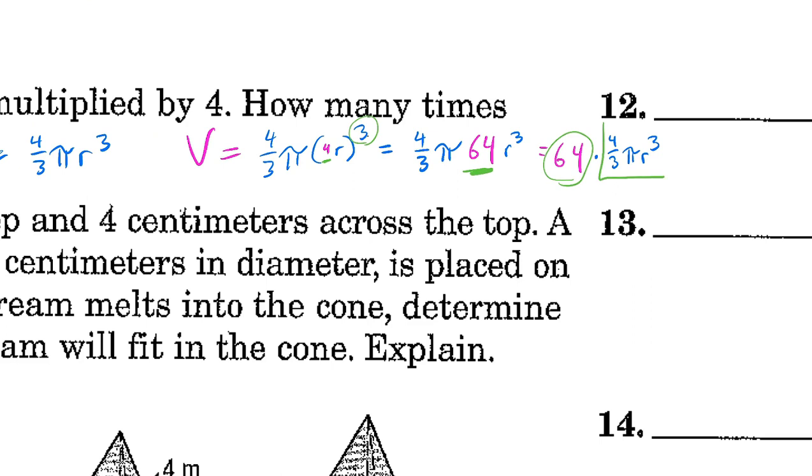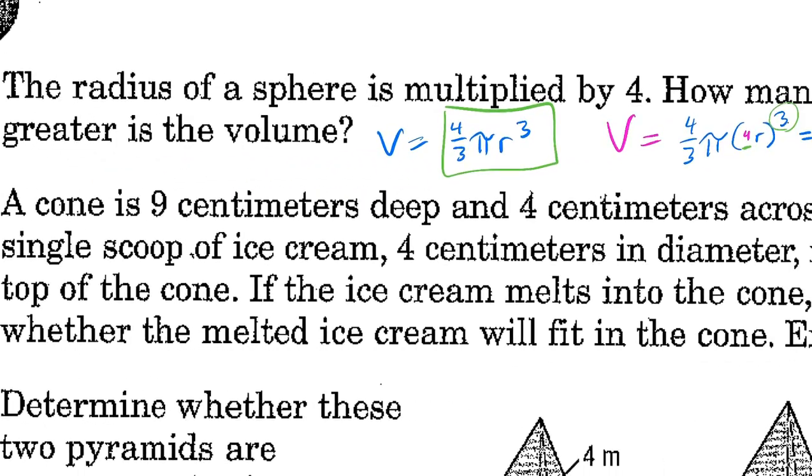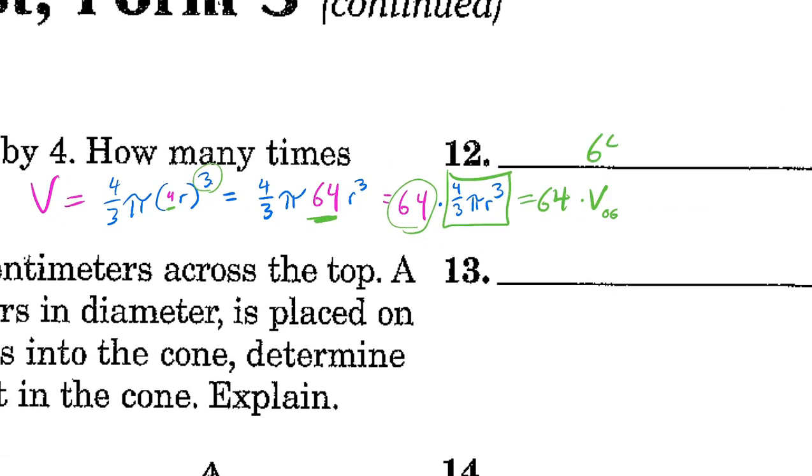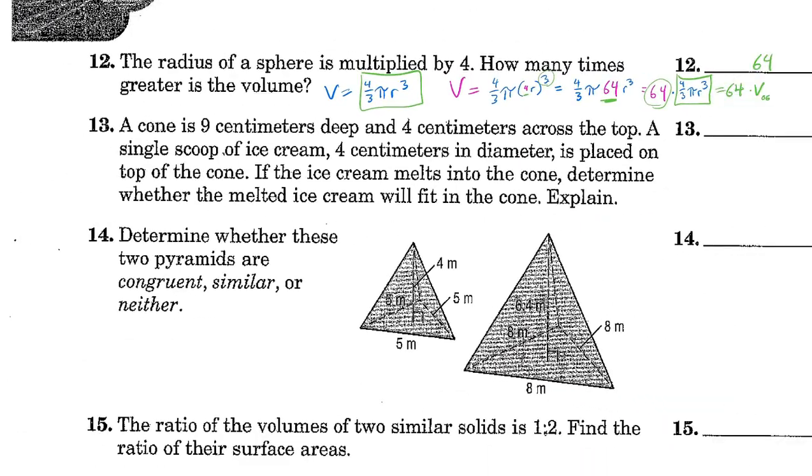And so it was the same old radius, the same old formula there. So that's exactly the same as the old volume. And so that's 64 times the original volume, the volume OG. Okay, so we get how many times greater is the volume? 64 times greater.